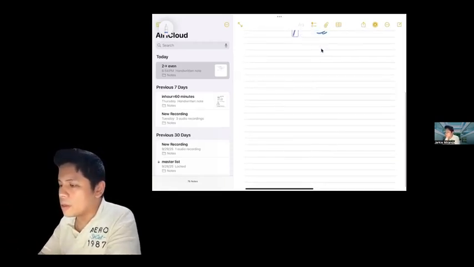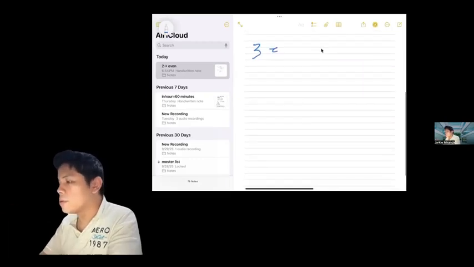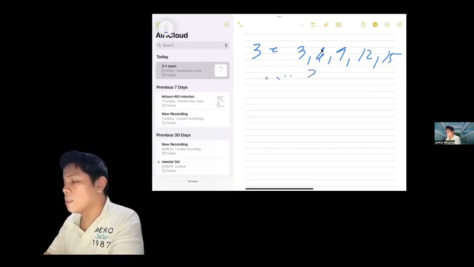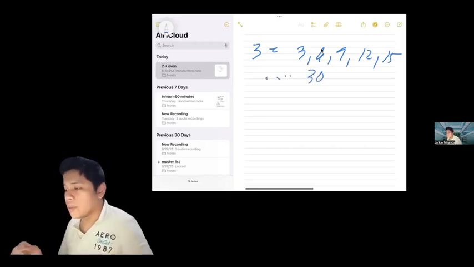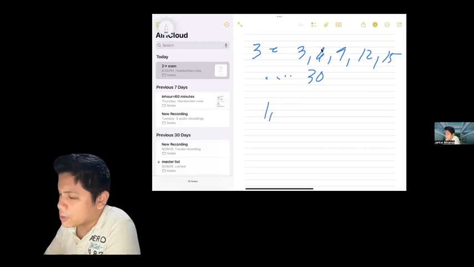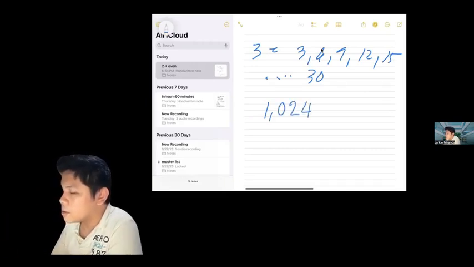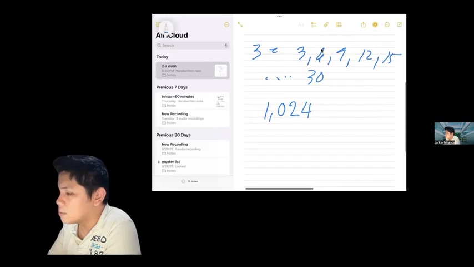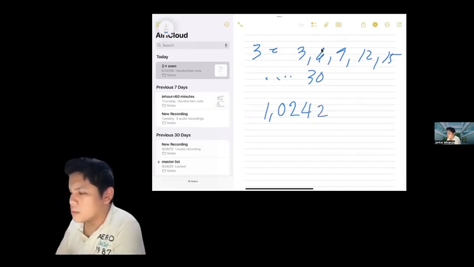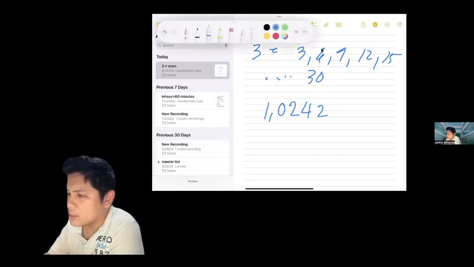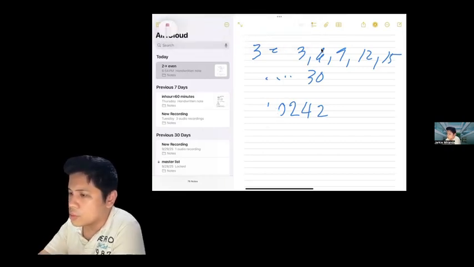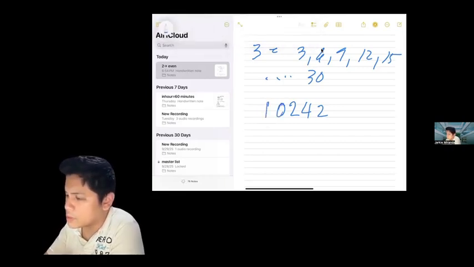But what if you are dealing with the divisibility of 3? Of course, you know that 3, 6, 9, 12, 15, so on and so forth until 30. But what if you're given a big number? Let us say, for example, 10,042. How will you know if this is divisible by 3?